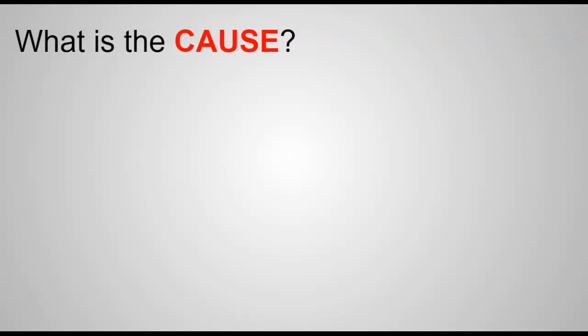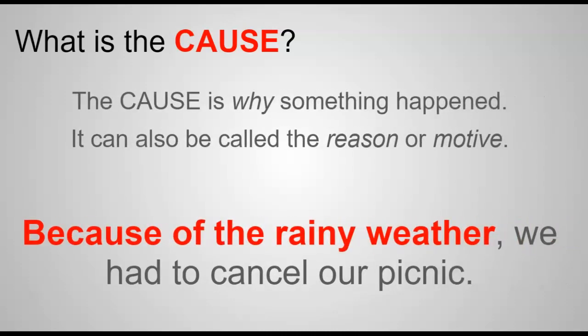First, let's think about what the cause is. The cause is why something happened. It can also be called the reason or the motive. In the sentence, because of the rainy weather, we had to cancel our picnic. The cause is because of the rainy weather, because this is why we had to cancel the picnic.